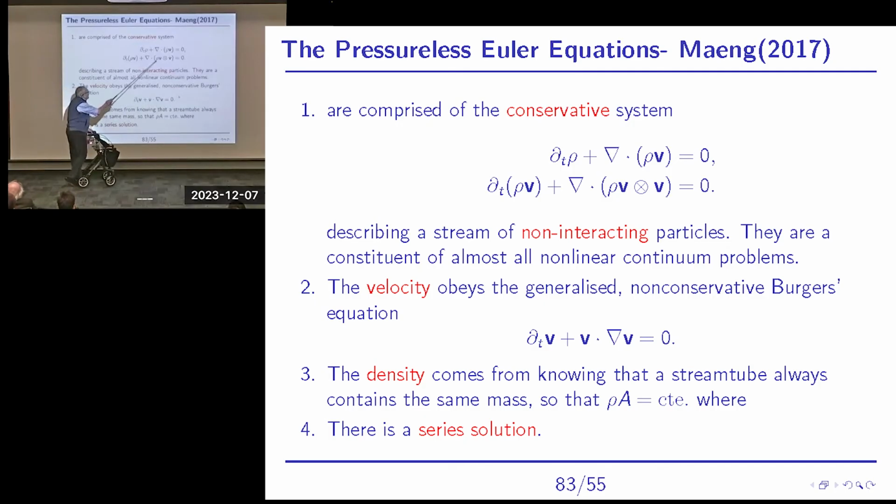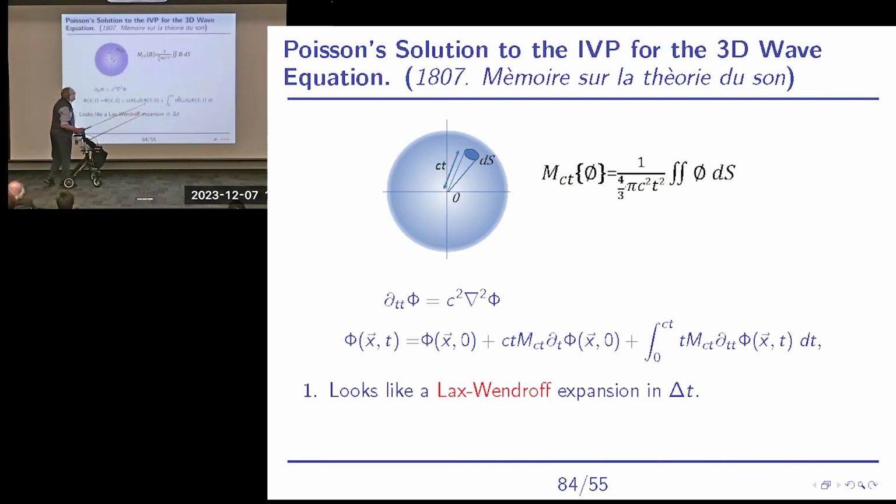And from this, you can deduce that the velocity satisfies this generalized Burgers' equation. And the density comes from knowing the stream tube always contains the same mass. So for a stream tube, rho times A is constant. This can be made the basis of a series solution. And all that was worked out by my student, Brad Bang. It's a bit too much of a side issue to go into here, but he wrote a nice thesis about it.